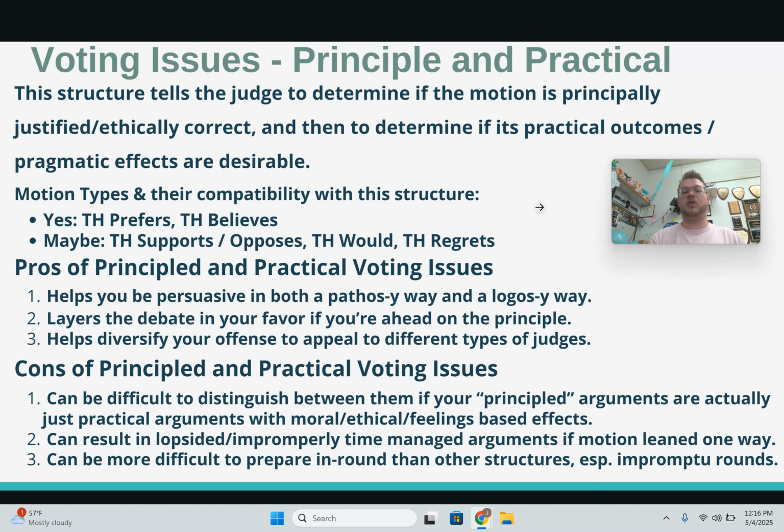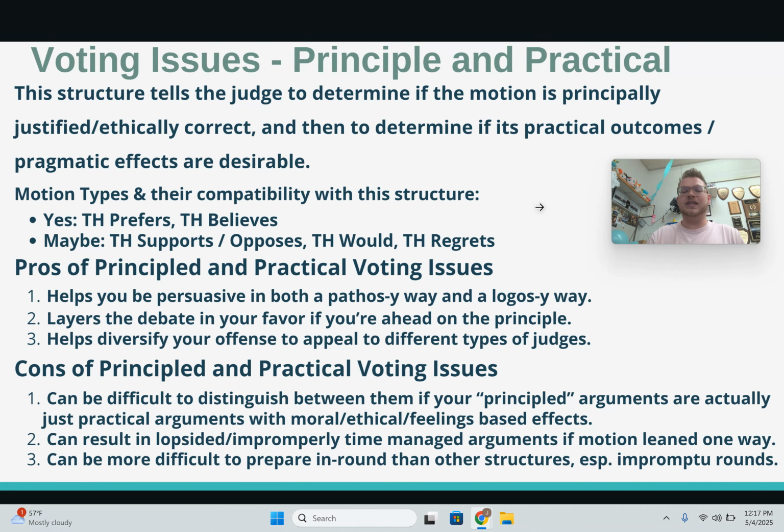The cons of the principal practical voting issue structure are that, A, it's difficult to distinguish them if your principled arguments are hung principles, as in they're practical arguments that have moral, ethical, or feeling-based impacts. It can also result in lopsided or improperly time-managed arguments if the motion is way more principle than it is practical, or way more practical than it is principle. You might end up talking about a part of the motion for way longer than you should, or you say there's two voting issues, but you make one seem less important by talking about it less.